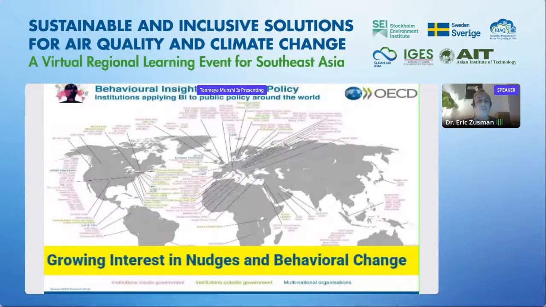So there's growing interest in nudges and behavioral changes, but we haven't made very concrete linkages between that interest, I'd say, and the air pollution and climate change community. So by making that linkage, I think we also are promoting this sort of more integrated and inclusive approach that sits at the core of today's discussion.